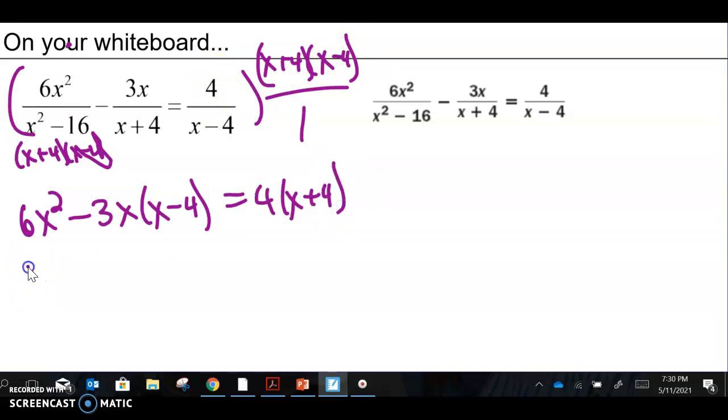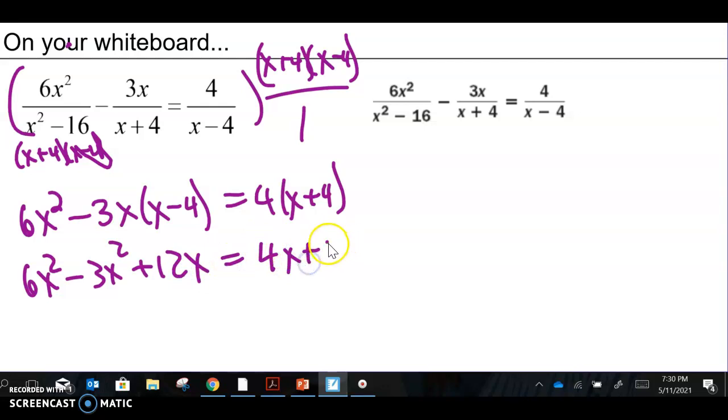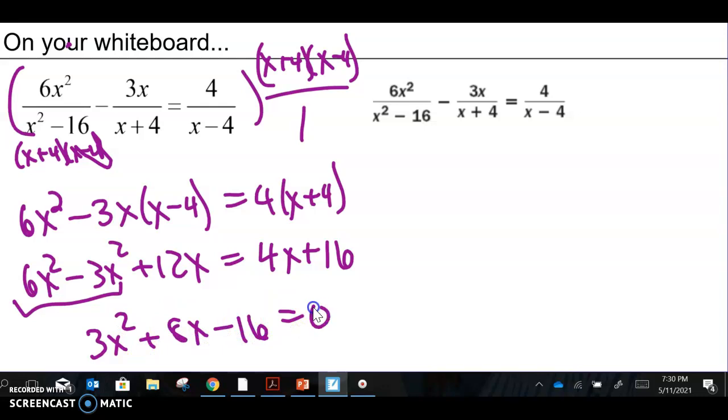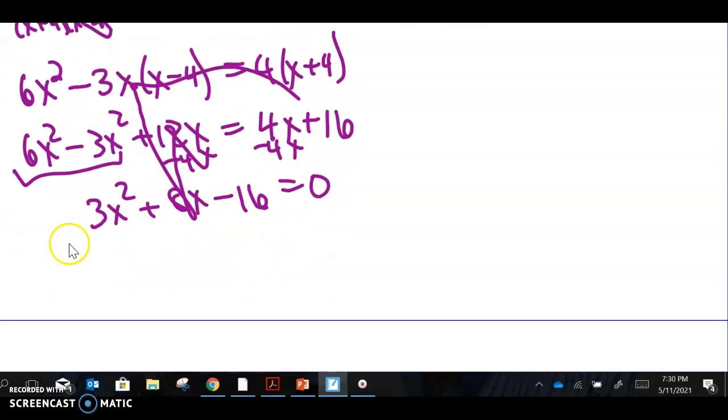Distributing -3x through, I get -3x squared plus 12x. Distributing the 4 through, I get 4x plus 16. So this gives me 3x squared plus 8x minus 16 equals 0. I got the 8x because I subtracted 4x from 12x. I got the -16 by pulling that over. This is going to be a little tougher to factor.